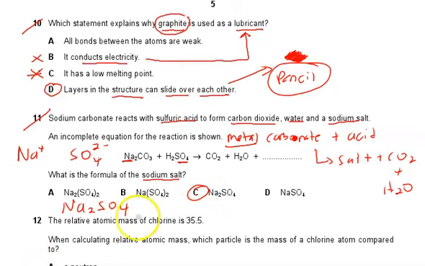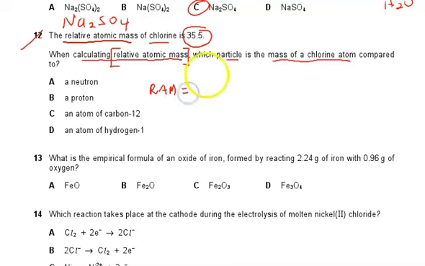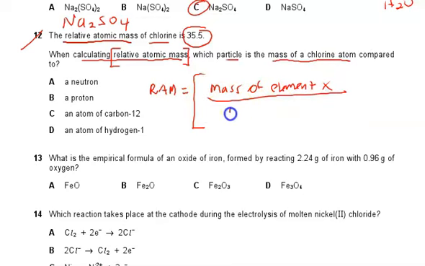Okay, so now let us go to question number 12. The relative atomic mass of chlorine is 35.5. When calculating relative atomic mass, which particle is the mass of a chlorine atom compared to? In the definition of relative atomic mass, like RAM, have you seen the formula? It can be any element X, the mass of X divided by 1 over 12 multiplied by the mass of carbon.